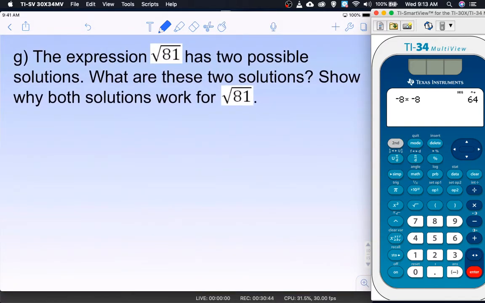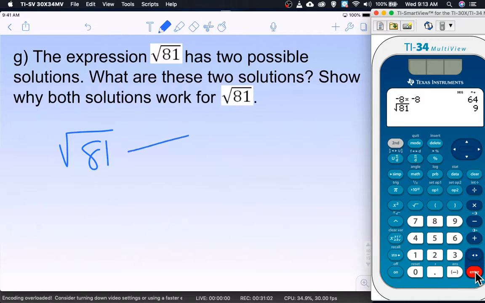Letter G says the expression square root of 81 has two possible solutions. What are these two solutions? Show why both solutions work. All right, well, if you square root 81, we get this. Now, this is something we've actually talked about a decent bit already over the past few lessons. You get the answer of 9. Do you remember what the other answer is? It's negative 9. Those are the two solutions.